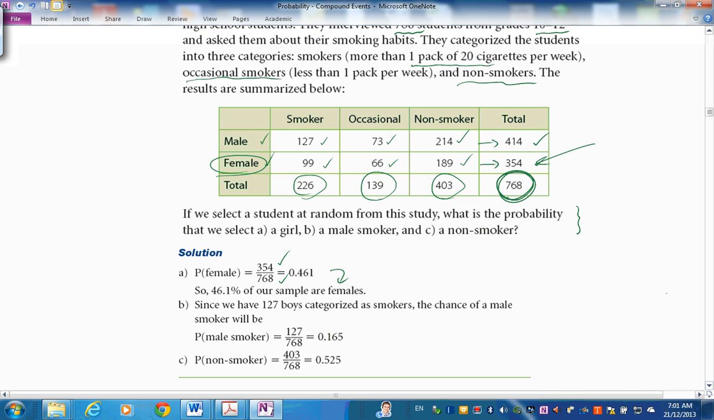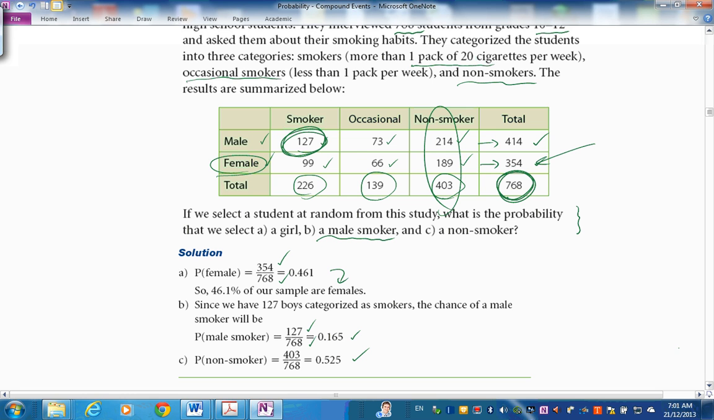Okay, just come down here a bit. Okay, what about a male smoker? Okay, what does that mean? We want male and smokes. Okay, so where is it? This group up here. So it's 127 out of 768, or 0.165 or 16.5%. Non-smoker. Well, it's any of this group here, isn't it? So it's 403 out of 768.